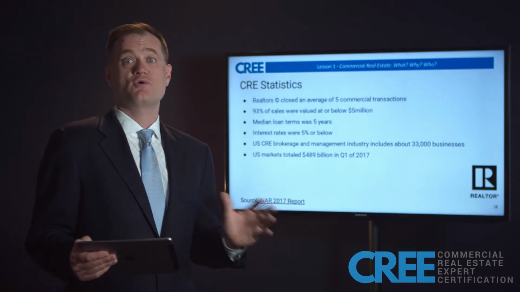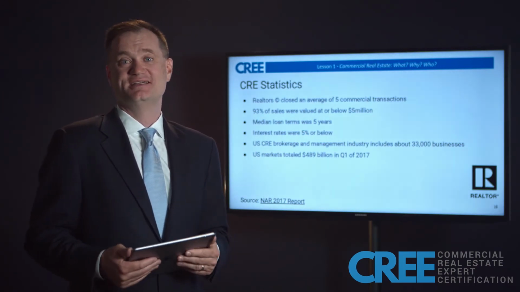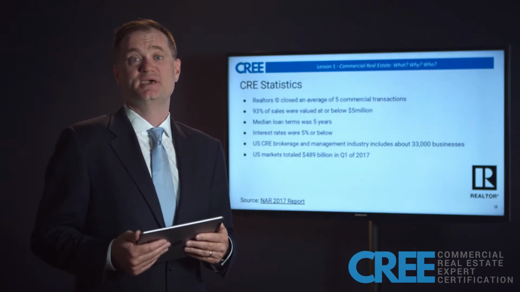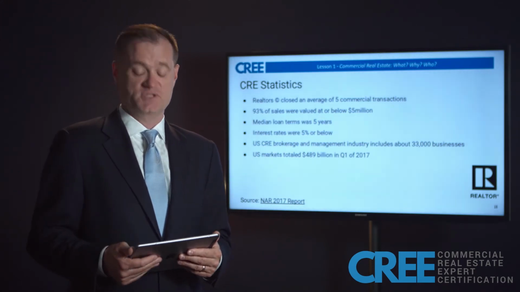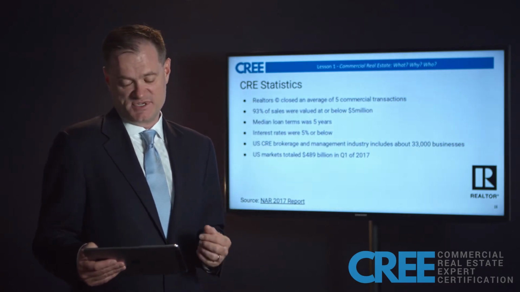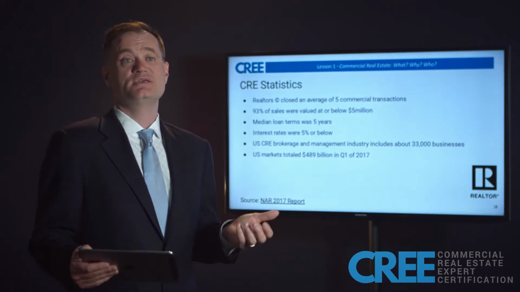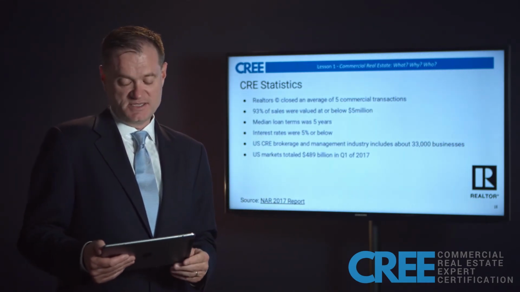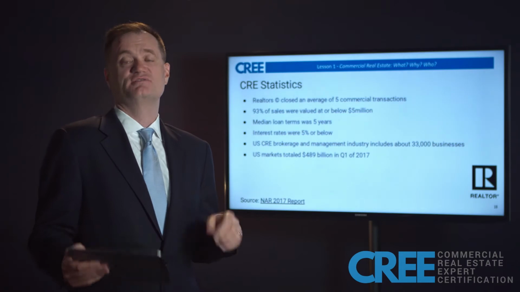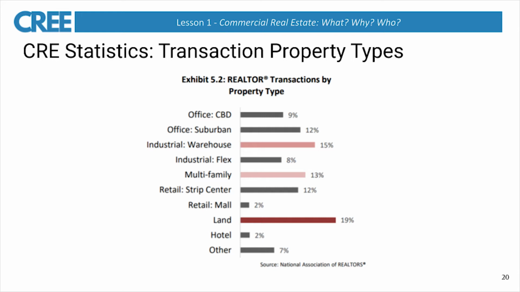Interest rates, again, they're on the rise here. As we're filming this, they are increasing. The Fed has increased the Treasury rates multiple times and will continue to. And so we anticipate in 2018 through 2020 that interest rates will rise. But at the time we were shooting this, interest rates for commercial were roughly around 5%. The U.S. commercial brokerage and management industry includes about 33,000 different businesses around the U.S. And in the U.S., markets totaled about just shy of $500 billion in the first quarter of 2017. So there's a lot of sales, a lot of opportunity for you with commercial real estate.